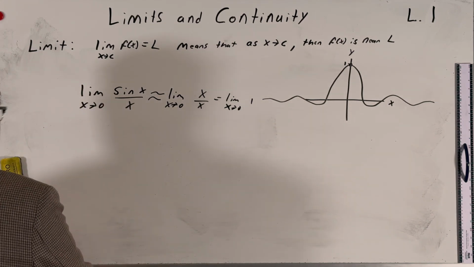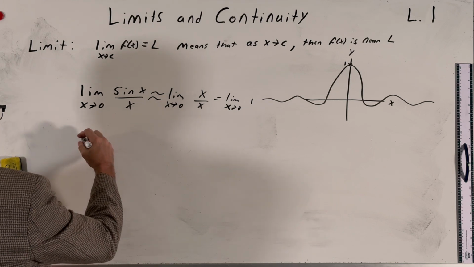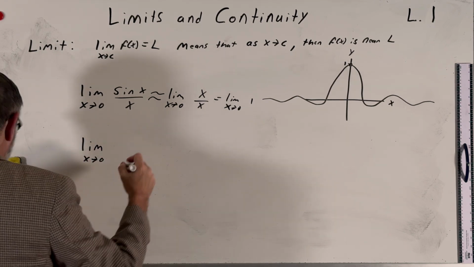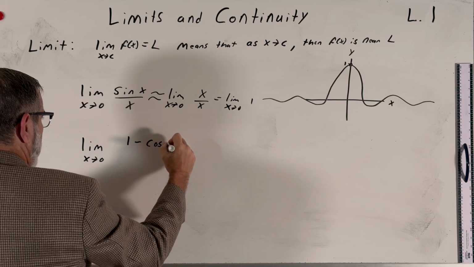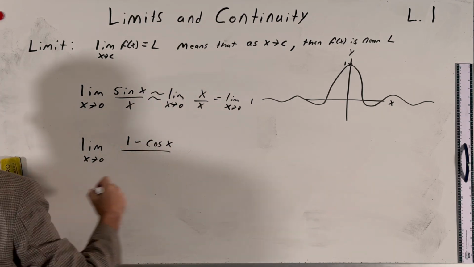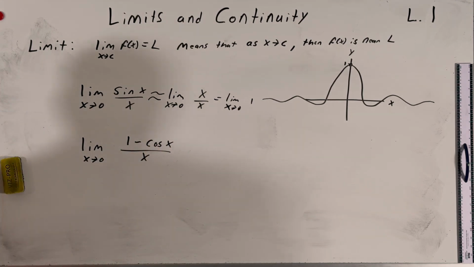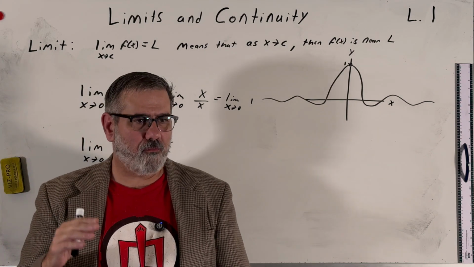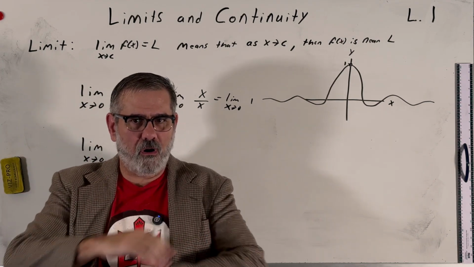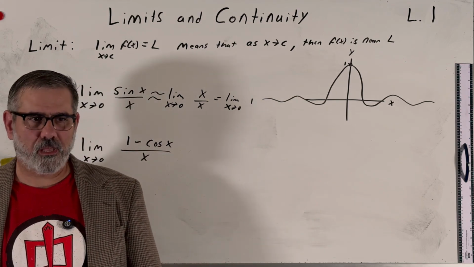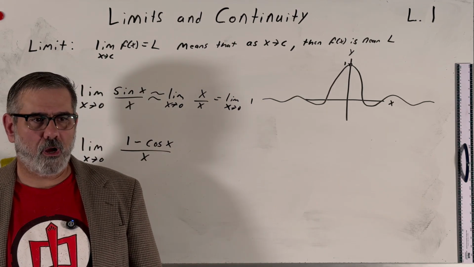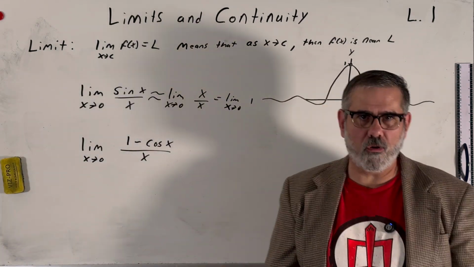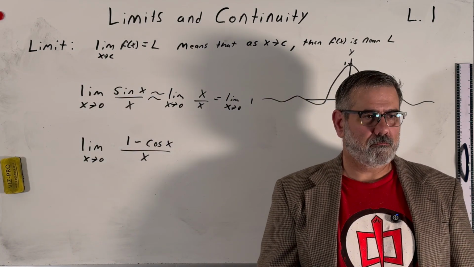Now let me give you one to try. Try the limit as x approaches 0 of 1 minus the cosine of x over x. And let me just point out the hint here: as x becomes very, very small, what does the cosine of x approach in, say, the unit circle? Well, it approaches 1, right? So that's the approximation to use there. So go ahead and pause the video. Try that now.